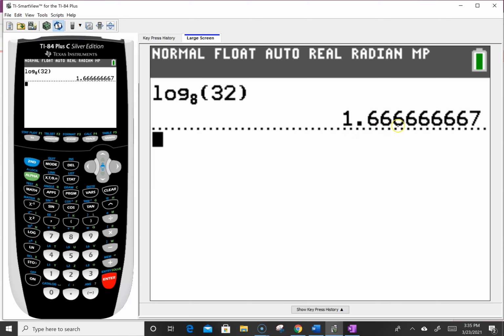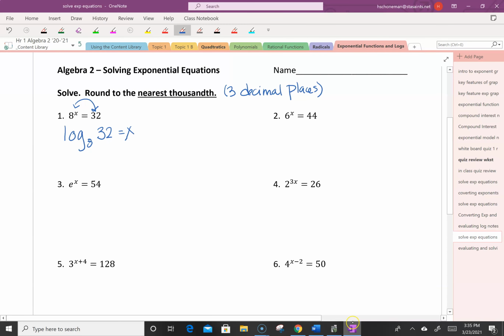That'd be 1.667. So x equals 1.667. All right, let's try this again on number 2. So we're going to rewrite it as a log. So it's going to be log base 6 of 44 equals x.